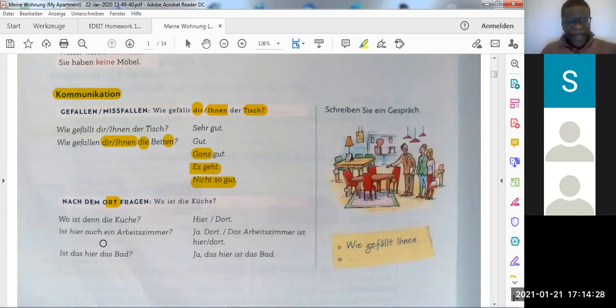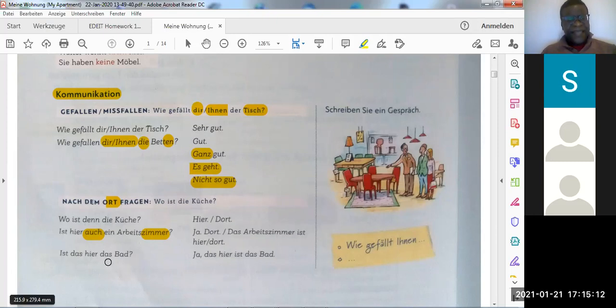Ist hier auch ein Arbeitszimmer? You see, we are meeting this. Arbeitszimmer. Ist hier auch ein Arbeitszimmer? Is here also a work place or a work room? Arbeitszimmer. Yeah, dort. Das Arbeitszimmer ist hier. Dort. So you can use any which one you want. You can repeat if you want. You just say, yeah, dort. Or das Arbeitszimmer ist hier. Or ist dort.